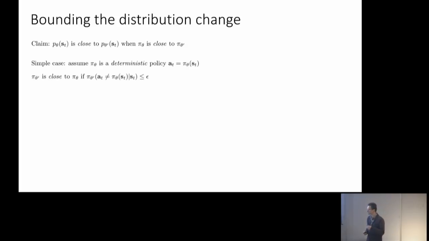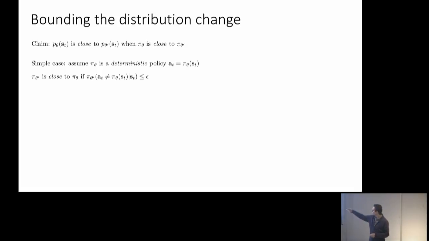We can say that pi theta prime, which is a stochastic policy, is close to pi theta if the probability that pi theta prime takes an action that's not the same as pi theta is bounded by epsilon. It's a very natural way to define what it means for pi theta prime to be close. It's saying it has a probability less than or equal to epsilon of doing something different from pi theta in all states.